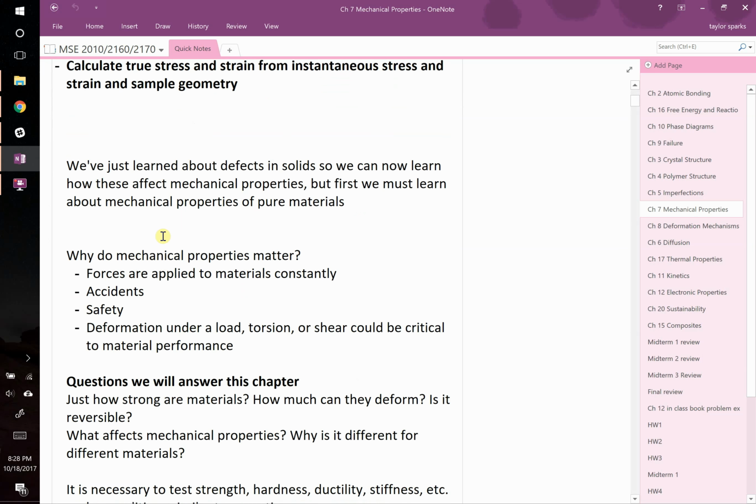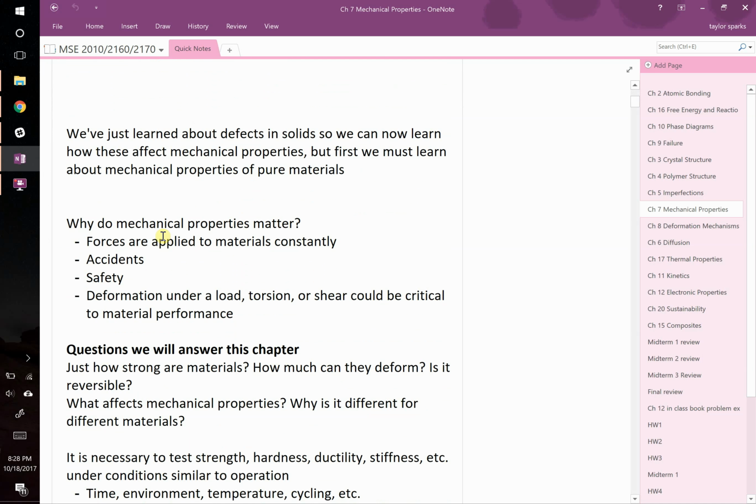Okay, so up till now, we've talked about defects. We know that they're there, but we haven't yet talked about what they do in terms of mechanical properties. How do they affect them?